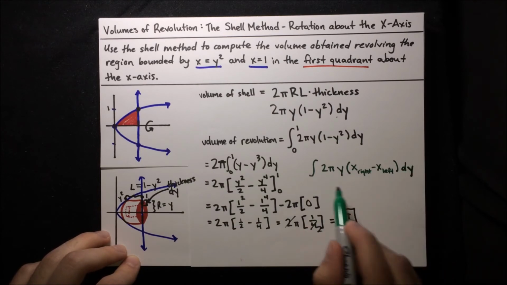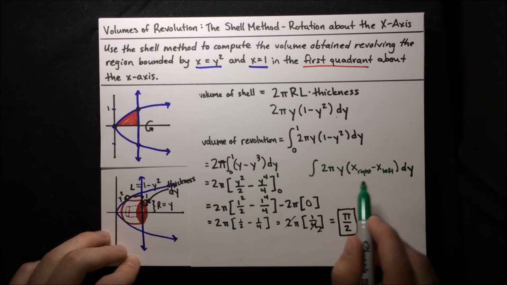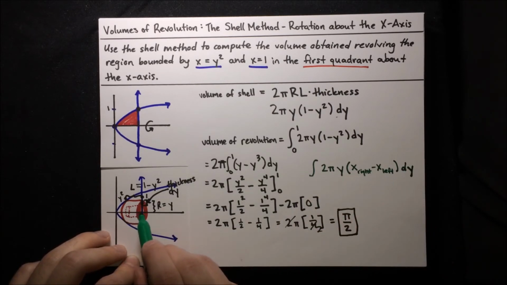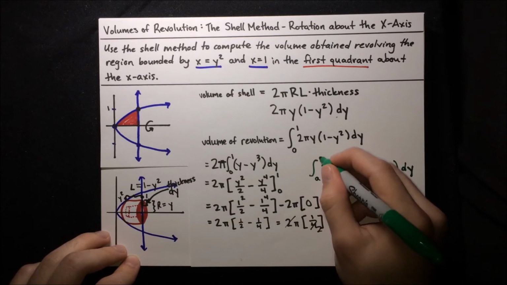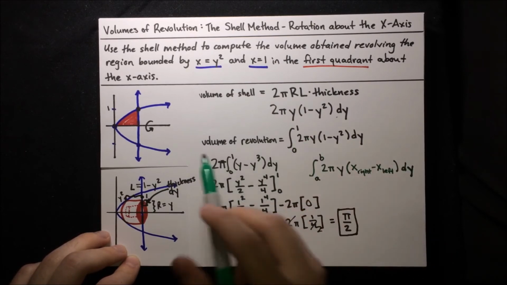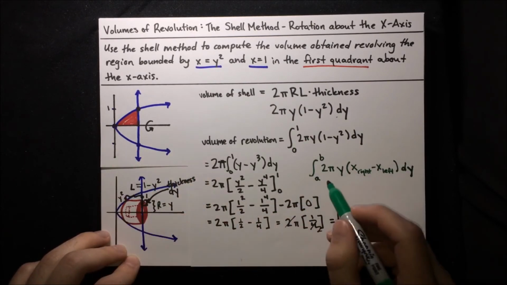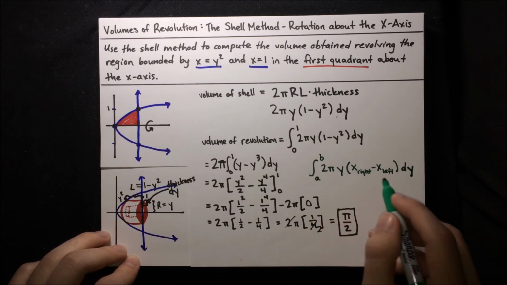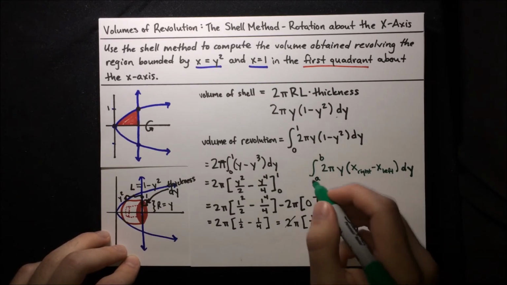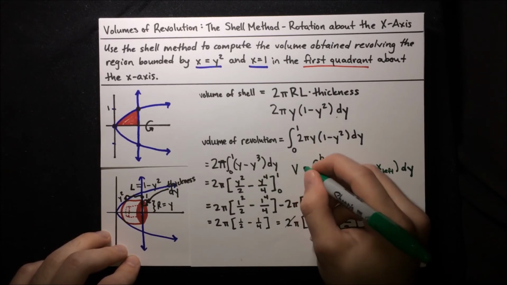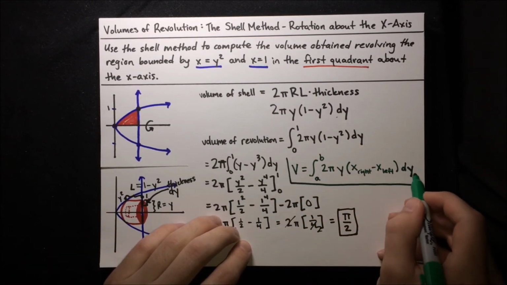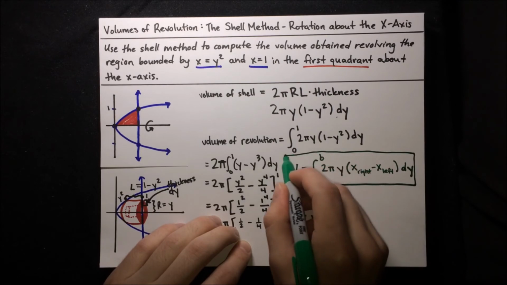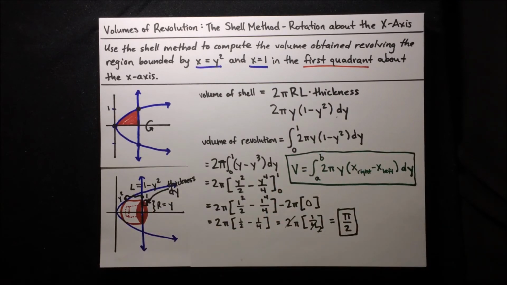Okay, so we take those volumes of the shells and we integrate over the region that we're rotating. We integrate over all the y values. We'll just say for y ranging from a to b. In this case, a and b were just 0 and 1, but we might have different y values in future problems. But this is going to be our formula going forward. Volume equals integral a to b 2 pi y x right minus x left dy.